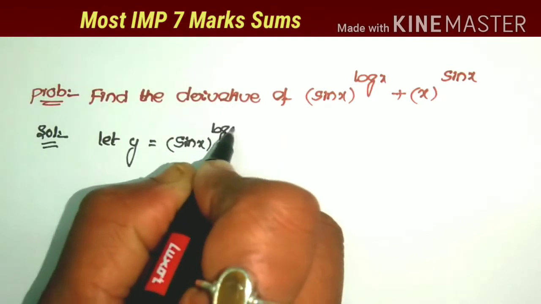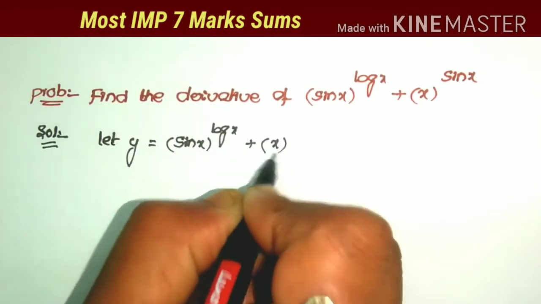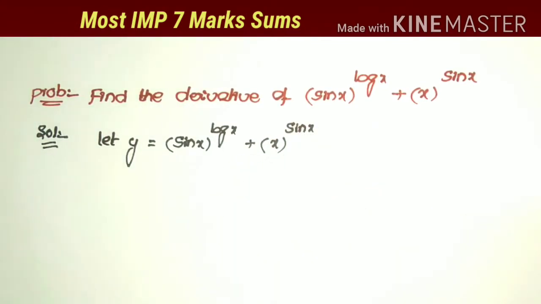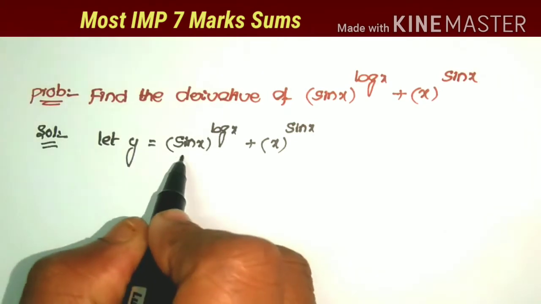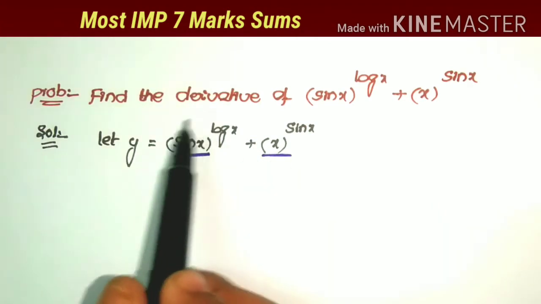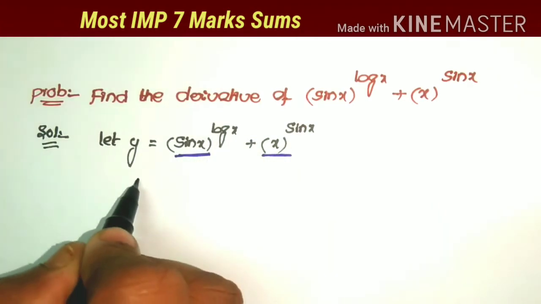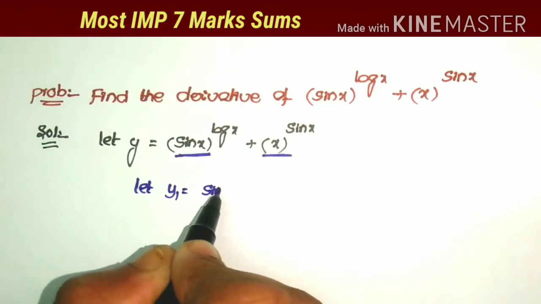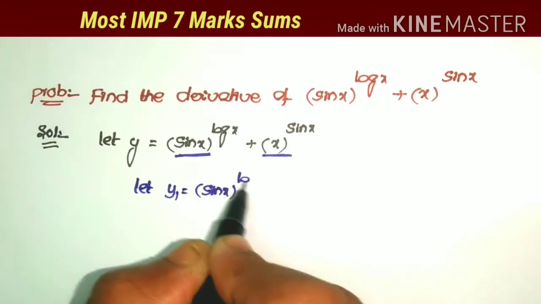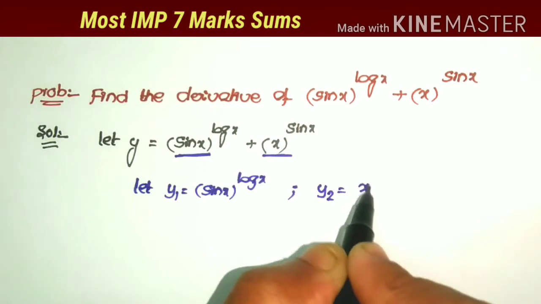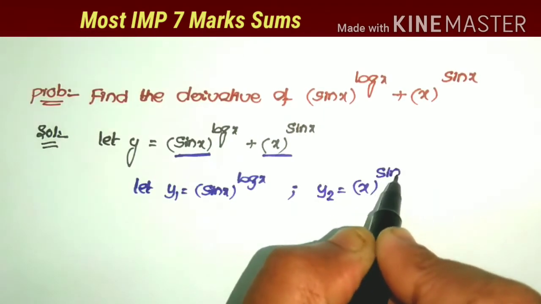Now we have to take the derivative of this function. For that, I take the first function as y1 and the second function as y2. Write that: let y1 equal the first function in the given problem, (sin x)^(log x), and the second function y2 equal x^(sin x).